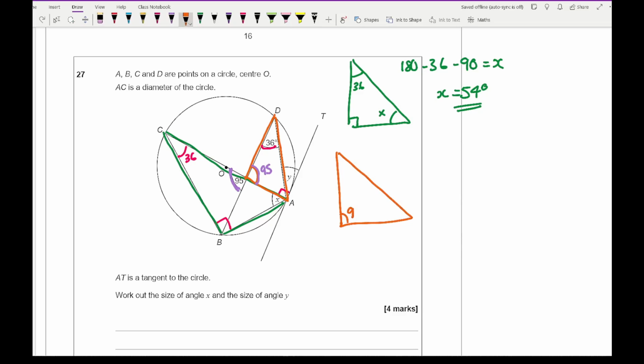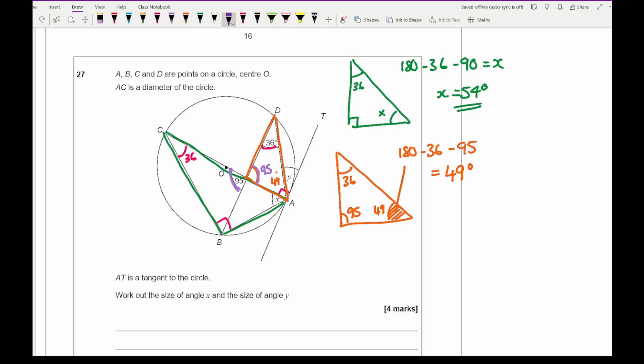This angle here is 95, this angle here is 36. So to work out what angle this is, I can then work out 180 minus 36 minus 95, which gives me an answer of 49 degrees. So this angle here is 49.